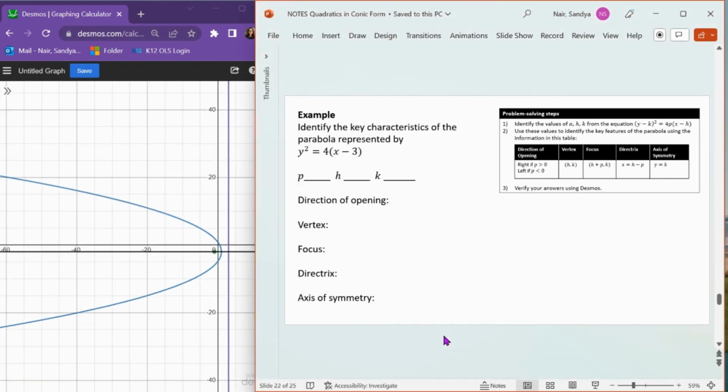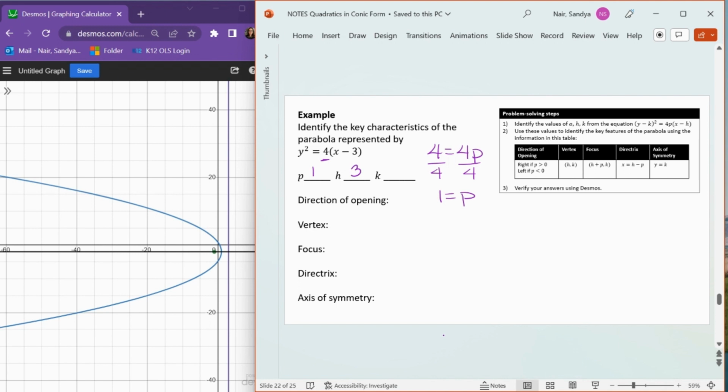So now let's identify the key characteristics of the parabola represented by y squared equals 4 times x minus 3. So once again, this 4 is going to represent 4p. So we have 4 equals 4p. So we can divide both sides by 4 to solve for p. Well, that's going to give us 1 equals p. So p is 1. And then remember, h is going to have the opposite sign. So h is going to be 3.